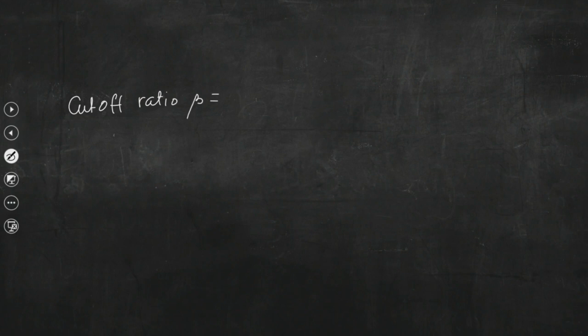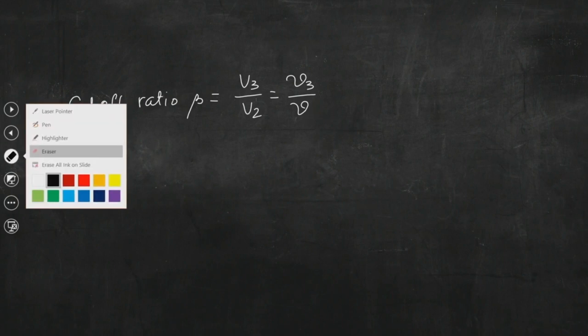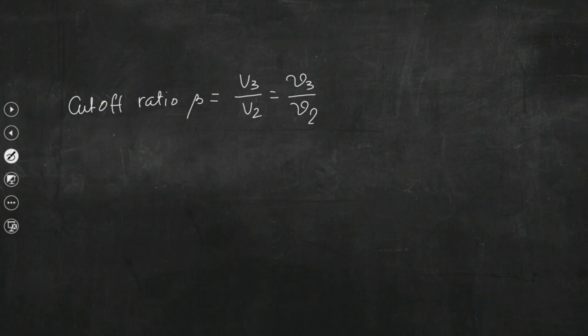beta, that is equal to V3 by V2, we are interested in the specific volume. So, this is V3 by V2, and since we are utilizing the ideal gas equation, we can write it T3 by T2. So, this is very important.